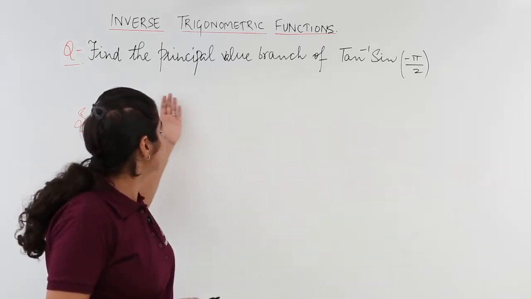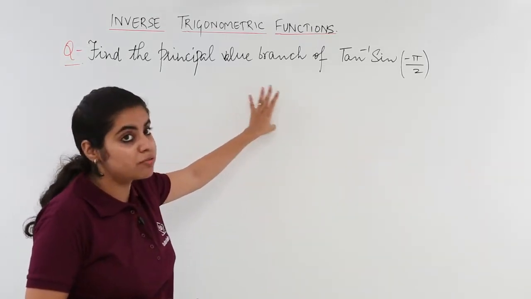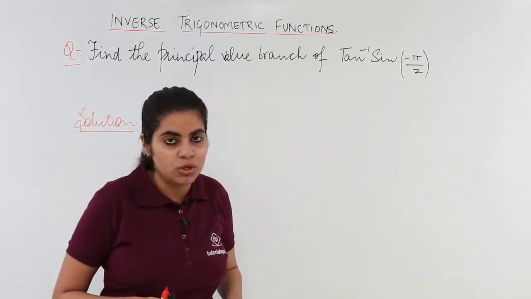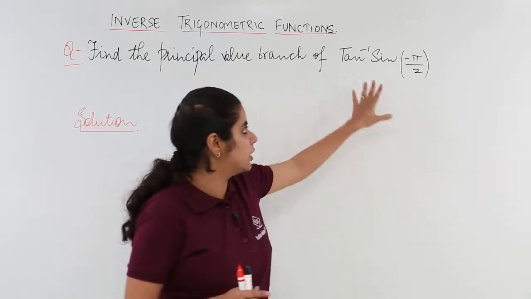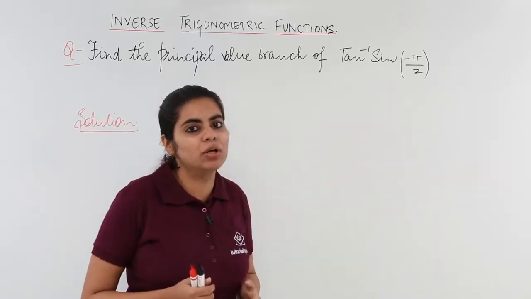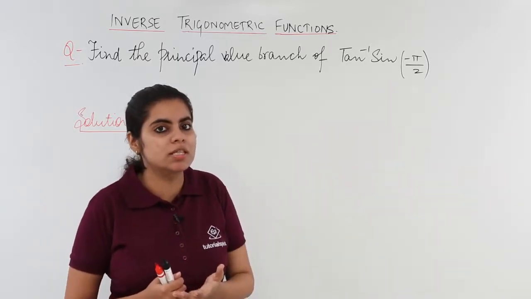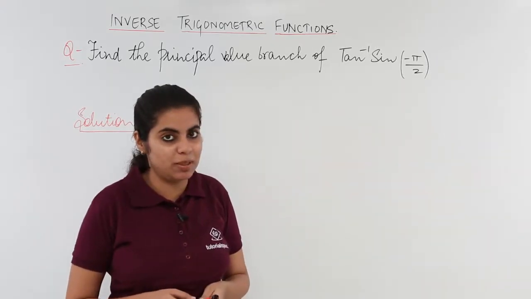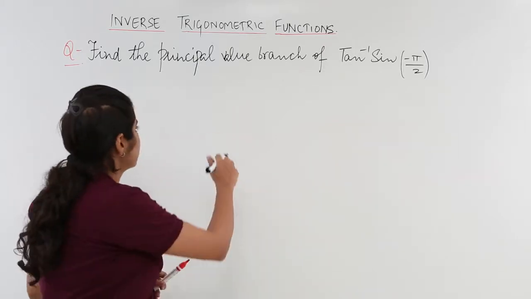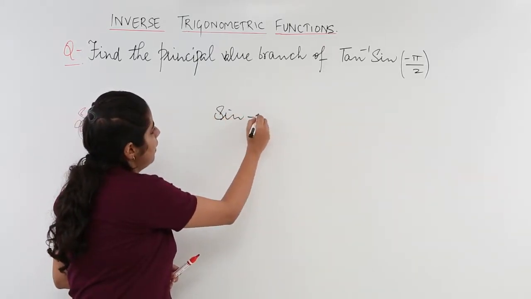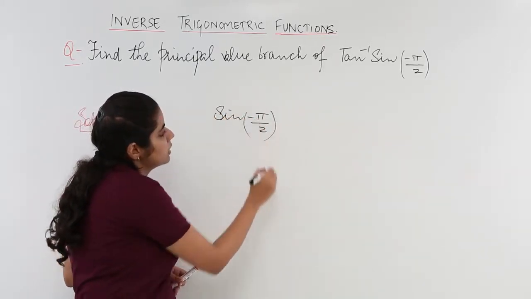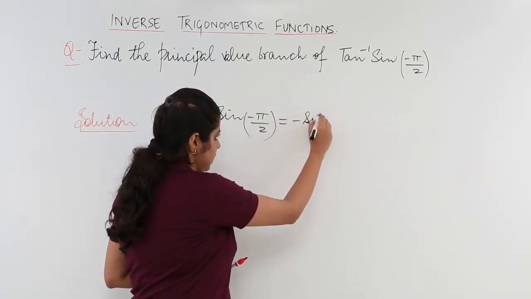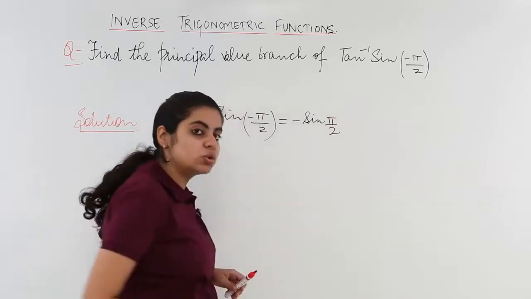The numerical says find the principal value branch of tan inverse sine minus pi by 2. So the question is of tangent inverse, but it is a hybrid question as it involves one more concept that you need to know what is the value of sine of minus pi by 2. So let's solve it. Sine of minus pi by 2 is what? Sine of minus theta is minus sine theta. So it is minus sine pi by 2.